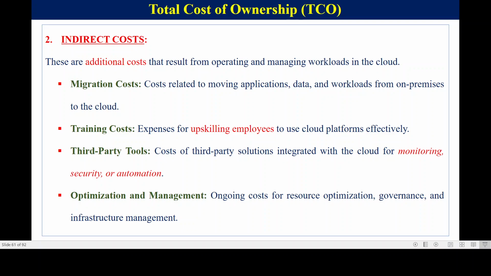And the third is third-party tools. Many organizations purchase external tools for security, monitoring, automation, and performance management. Although these tools are not provided by the cloud provider, they increase cloud operating cost. And the last one is optimization and management. Cloud resources require continuous monitoring. Organizations invest in cost optimization, governance, resource management, and performance tuning. These management activities contribute to indirect cost.